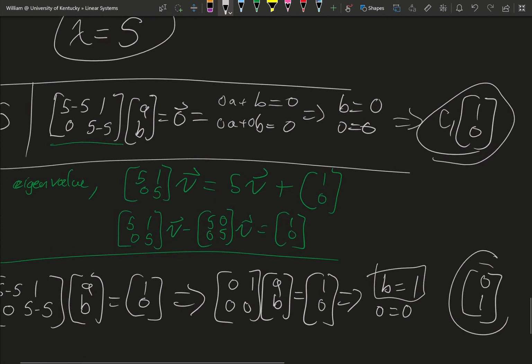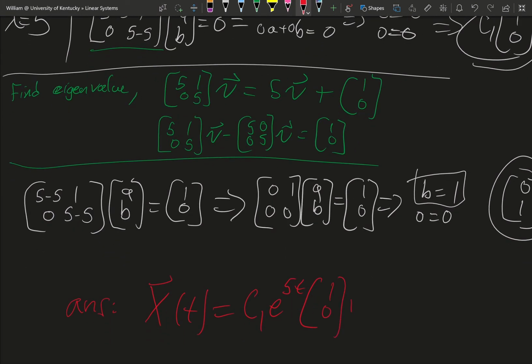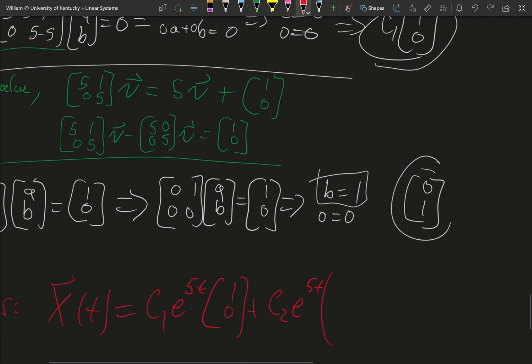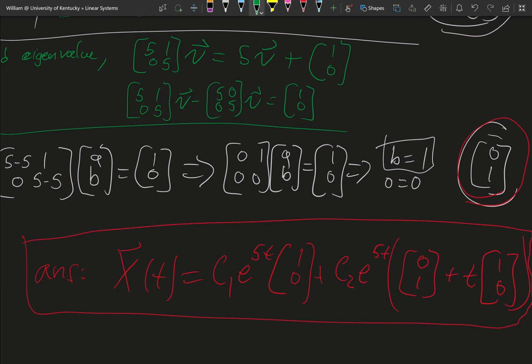Okay, so we have all our pieces. Now we're just going to write down the solution. So x of t is equal to c1 times e to the 5t, and then we'll do the easy case where we just have that eigenvector (1, 0), plus c2 e to the 5t, and then we want to do our generalized eigenvector (0, 1) plus t times (1, 0). Okay, so that's our final answer.